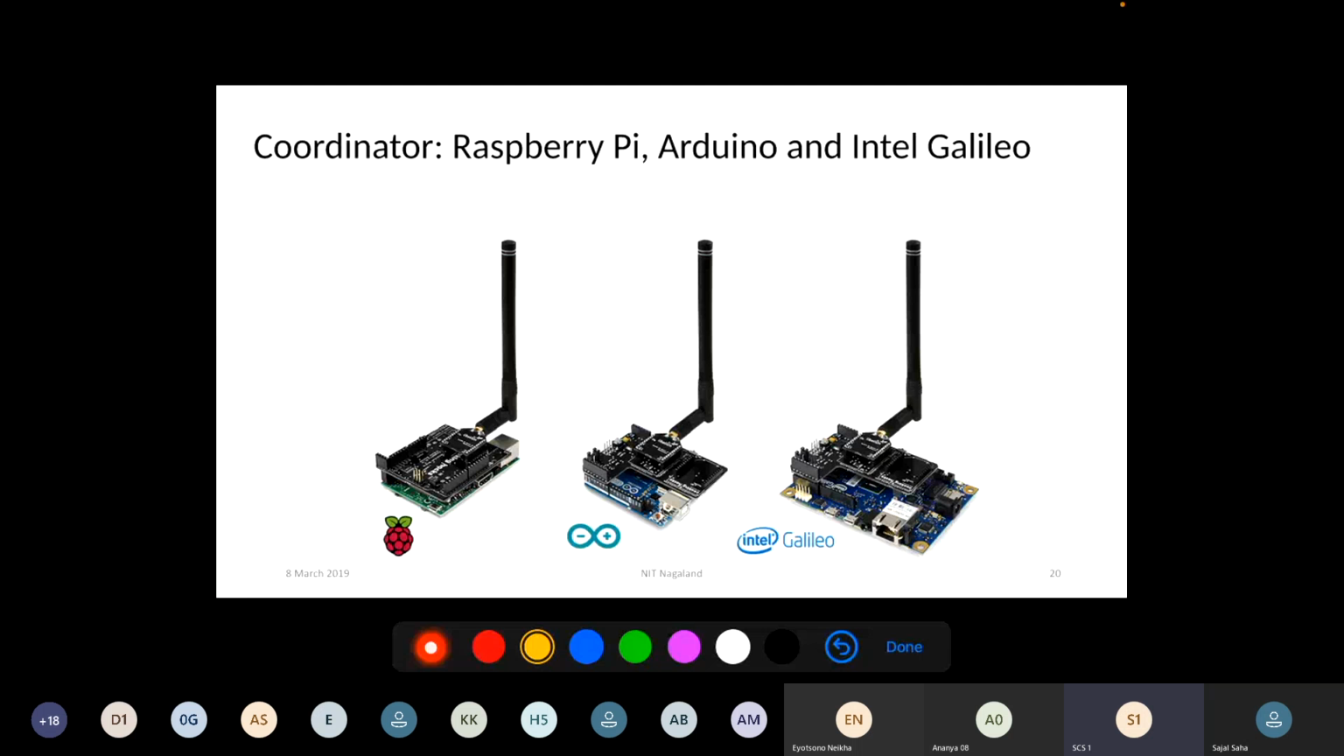But none of the microcontrollers has any transceiver. You have to connect the transceiver separately. Transceiver means transmitter plus receiver. In simple words, the microcontrollers are not connected with an antenna. Antenna is not there. You have to connect the antenna separately.